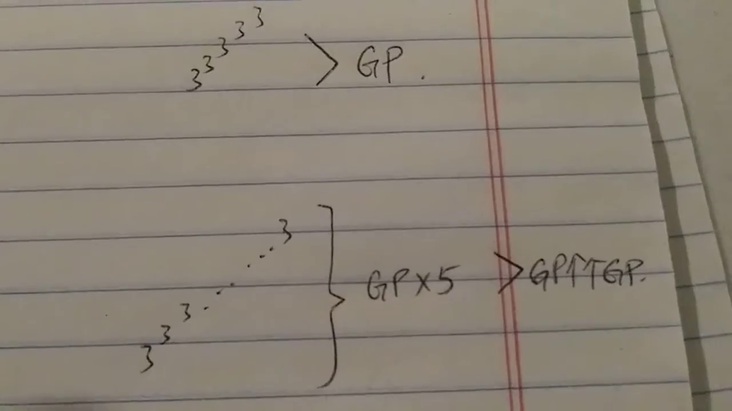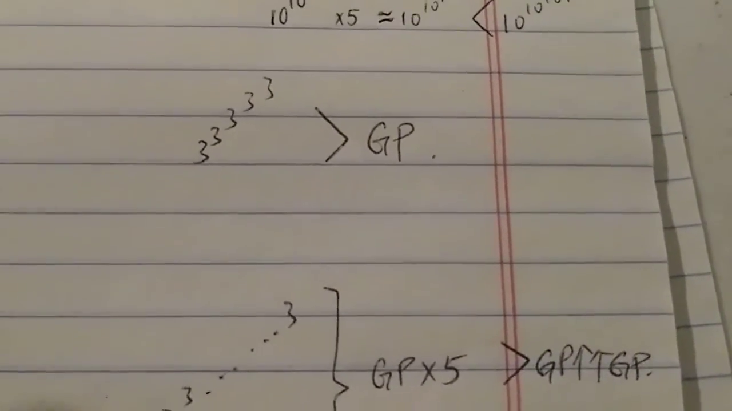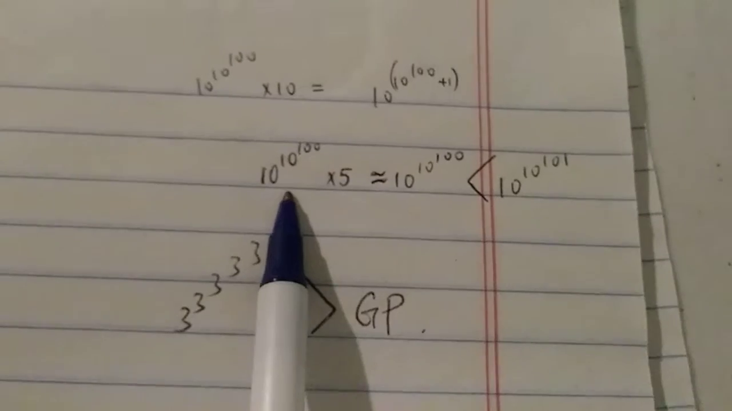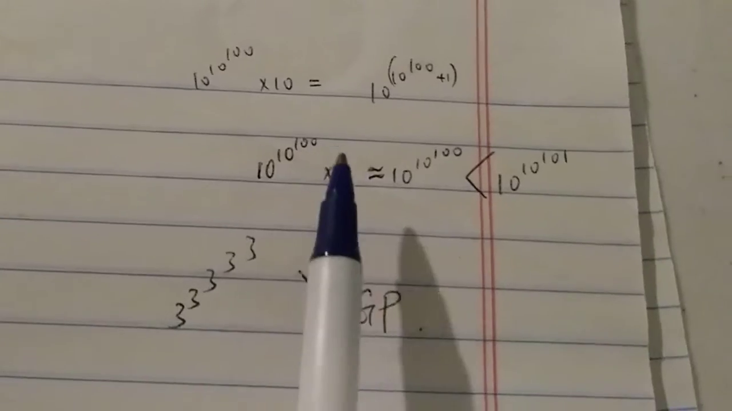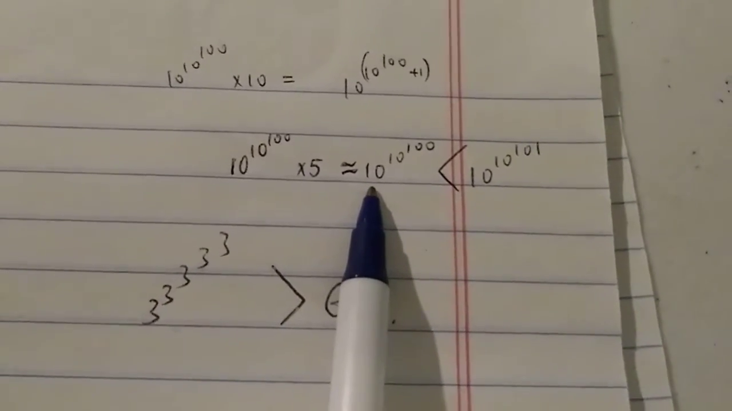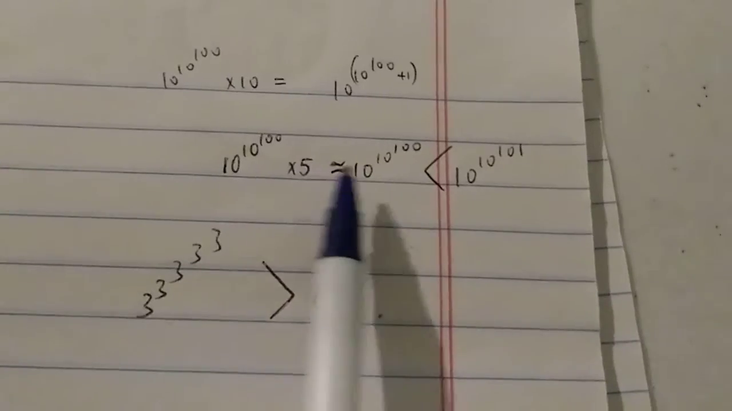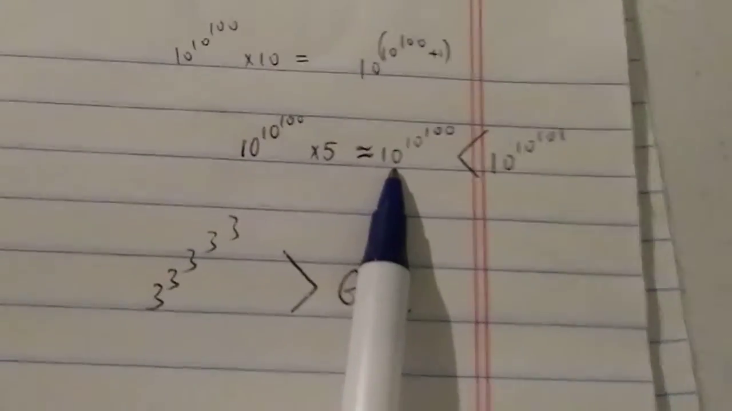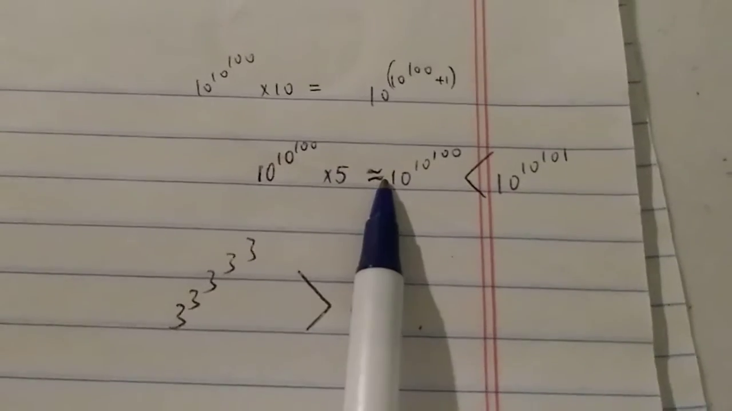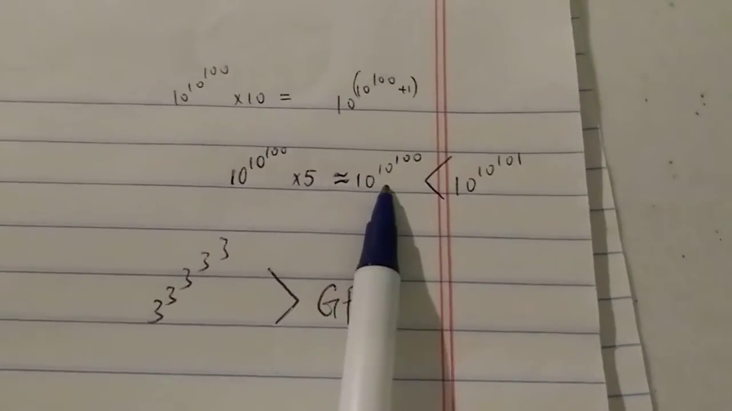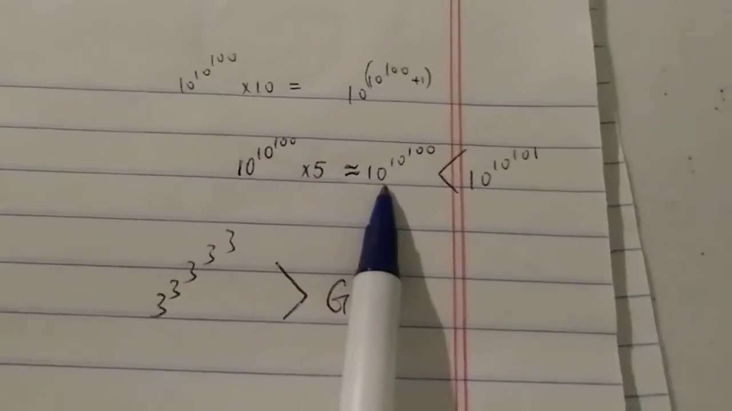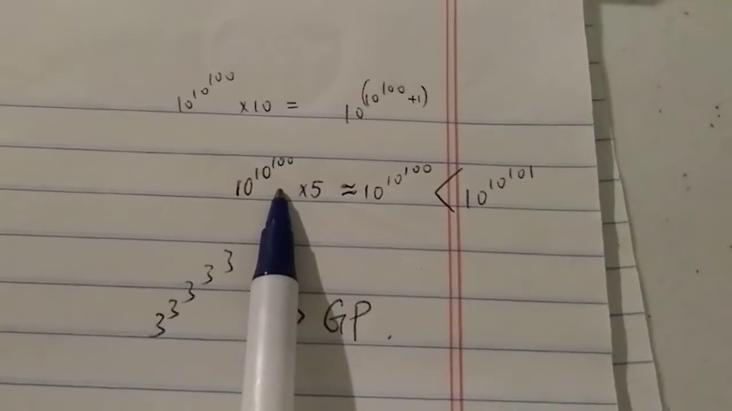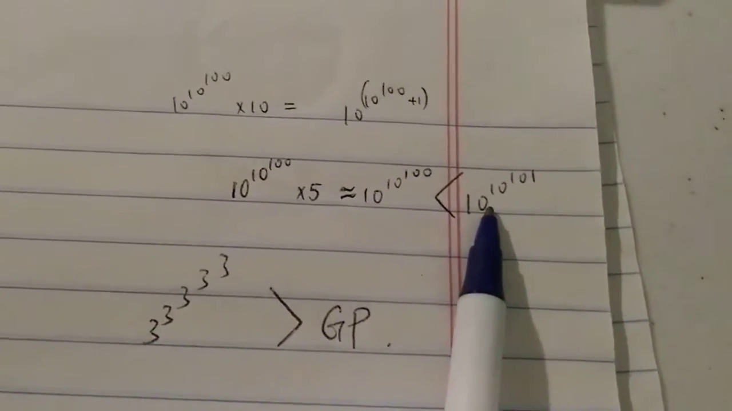And I recommend you watch my power tower paradox video, where I explain a little bit more on that. In fact, a Googolplex is 10 to the 10 to the 100. A Googolplex times 5 is actually around a Googolplex itself. It's around the same number. Of course, watch my power tower paradox video to see why. But here again, it's around this number, because a big number times a small number is basically just equal to the big number itself. So therefore, a Googolplex times 5 is way smaller than 10 to the 10 to the 101.